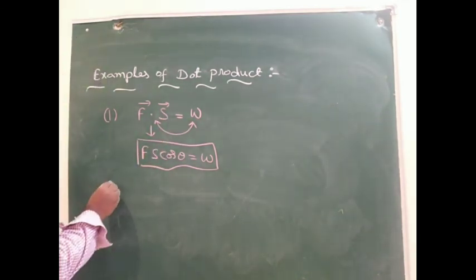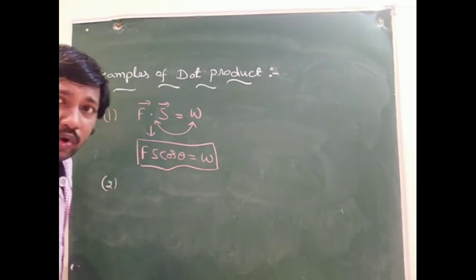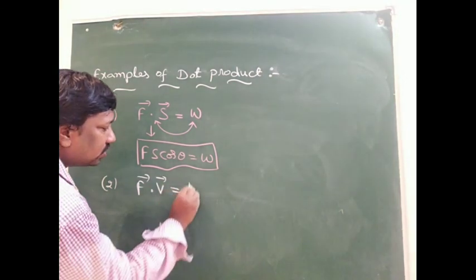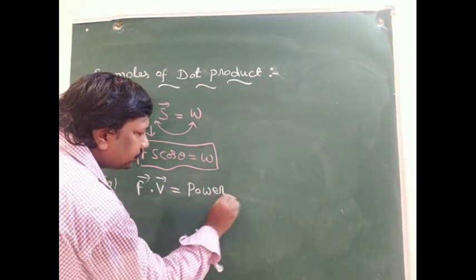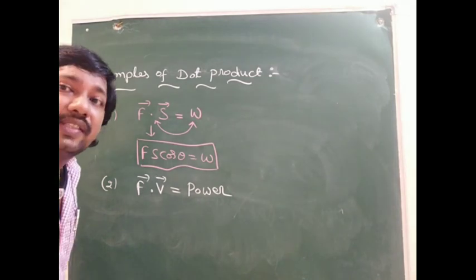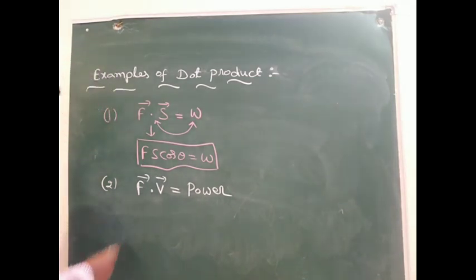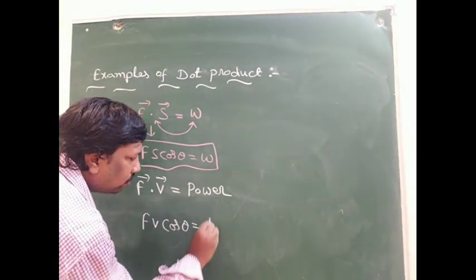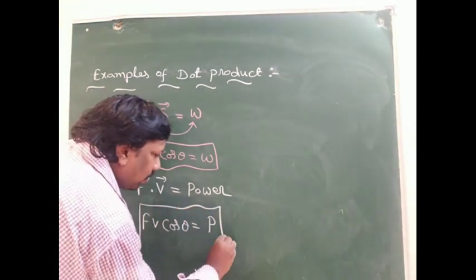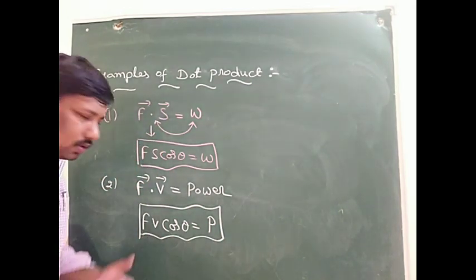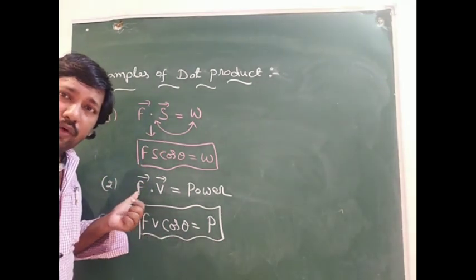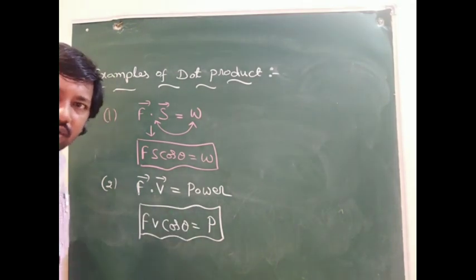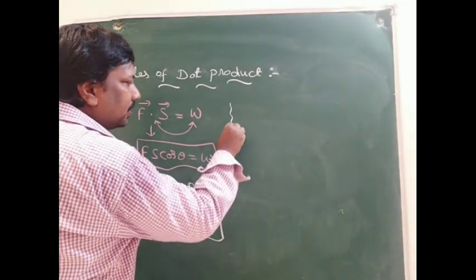Next, example number 2. The dot product of force and velocity vectors gives power. Power is a scalar quantity. Here Fv cos theta is equal to P. Force and velocity are the two vectors. The dot product of two vectors gives one scalar. Here power is a scalar.